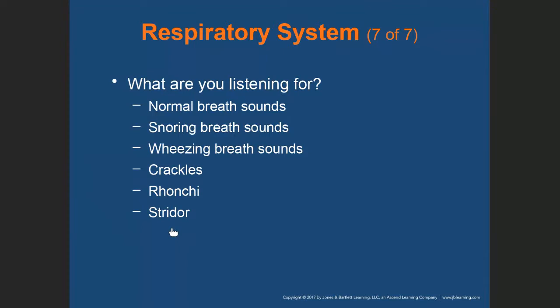And I think I have some videos of that on my laptop. I don't know if I'll be able to find it today, but I'll try and find it so that you can listen to some of these sounds.